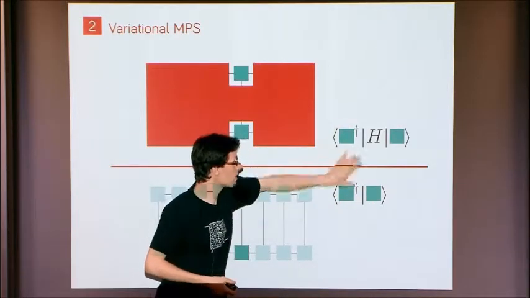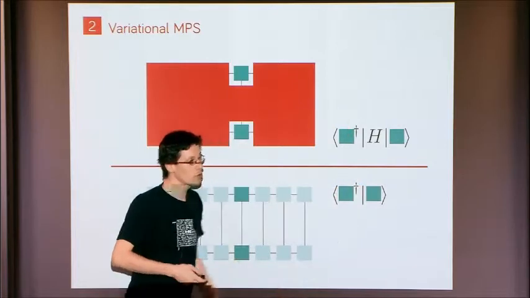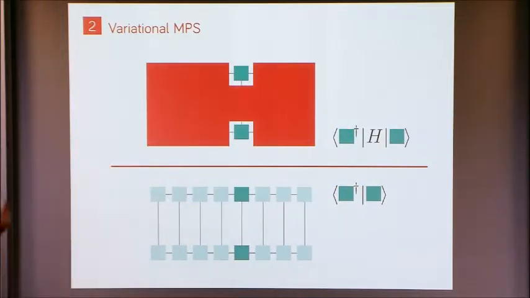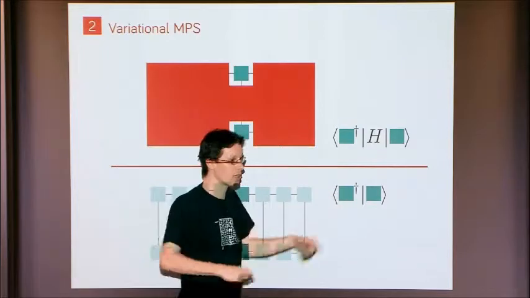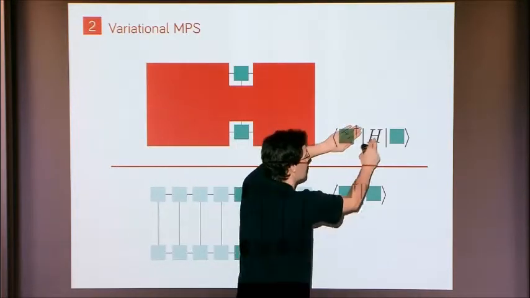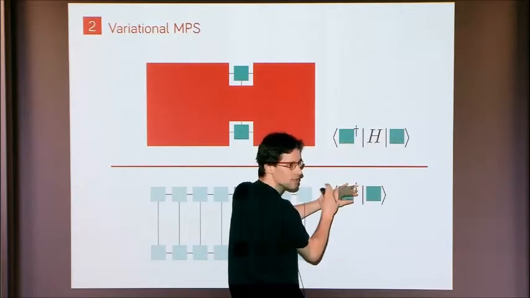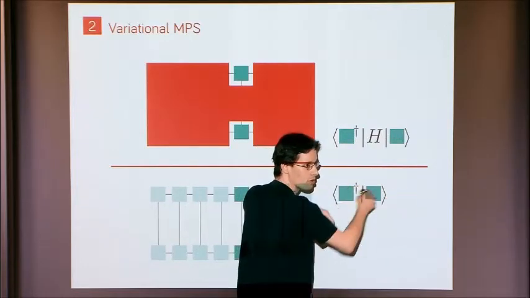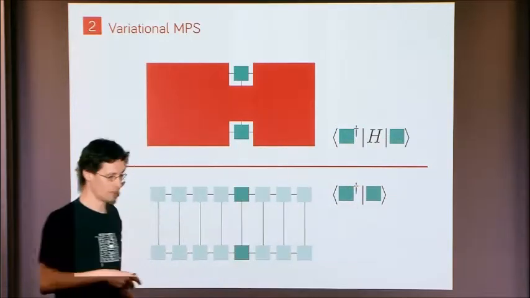So you need to minimize this. And the way to do it is that you put in there some lambda, you differentiate with respect to this, and you get a linear equation that's a generalized eigenvalue problem: something like this times that is some matrix times this, and the energy. So it's possible to do it.